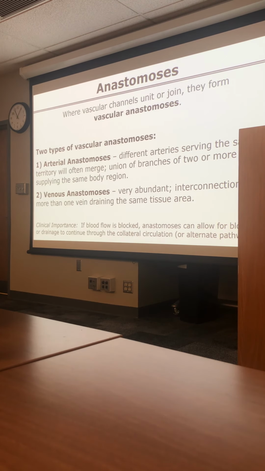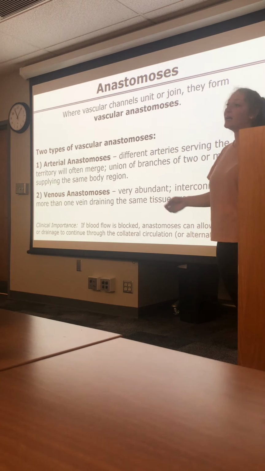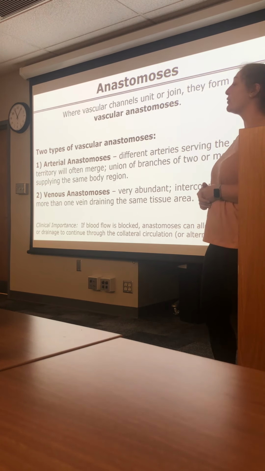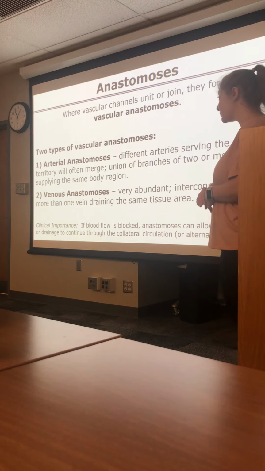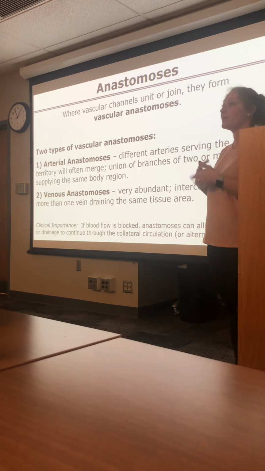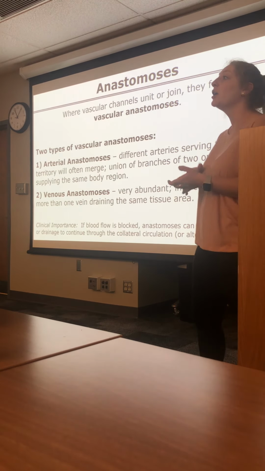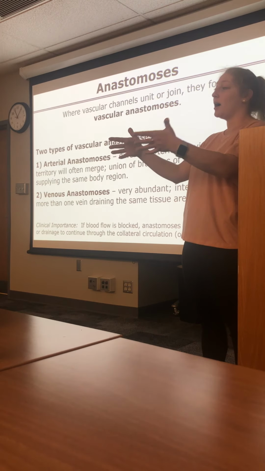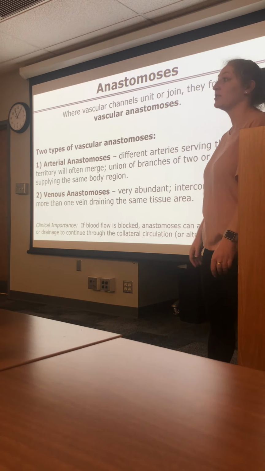Okay, so here's what anastomoses are. Anastomoses are huge in the body, your head and neck especially. You have a lot of venous anastomoses. But arterial anastomoses are where two arteries running in the same region form a union between their branches so that it provides collateral circulation, so that if there is a blockage of flow, you can still get blood out to the distal areas.